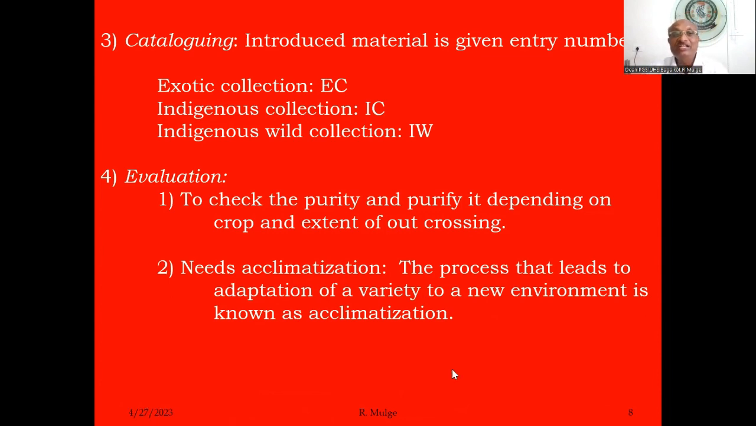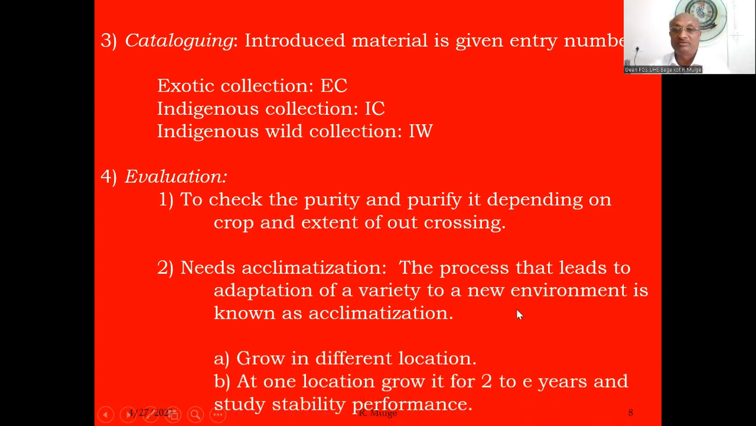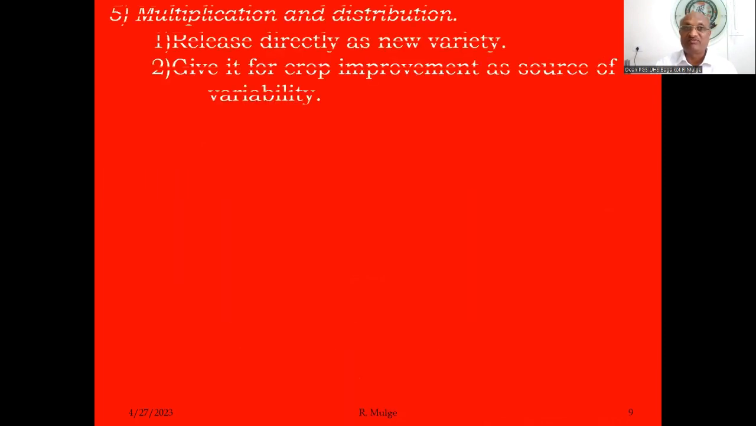The process that leads to adaptation of a variety to a new environment is known as acclimatization. How to get it acclimatized? You have to spend time. That introduced variety has to be grown here. It takes some time. You need to grow it in different locations. At one location, grow for two or more years and study stability of performance. Then only you can inform.